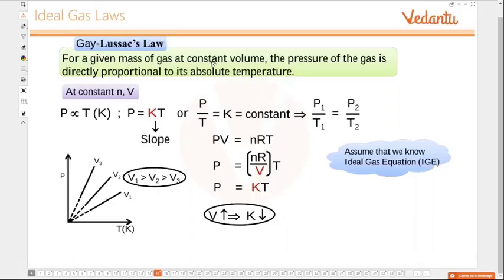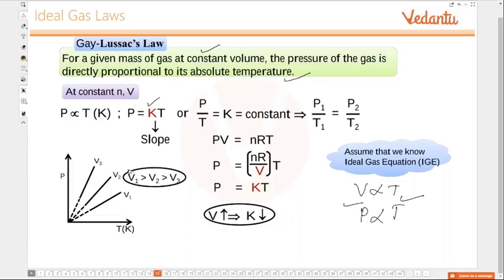For a given mass of a gas at constant volume, there it was pressure constant, here it is volume constant, the pressure of the gas is directly proportional to its absolute temperature. So that means volume is directly proportional to temperature, and pressure is also directly proportional to temperature. Temperature increases, pressure also increases. So that is this equation. The slope will be K in this case, so we are going to get a linear graph like this.